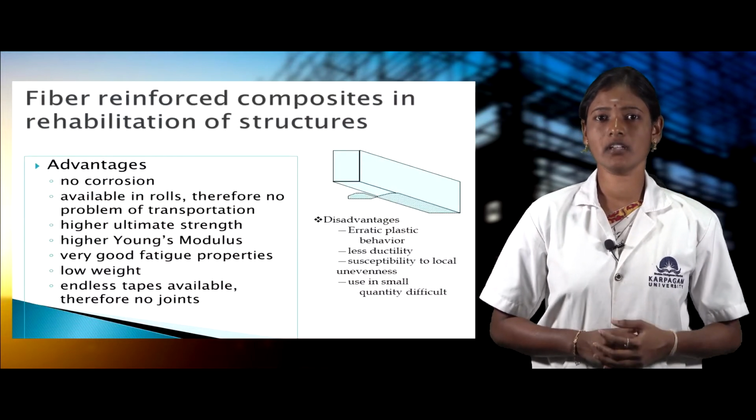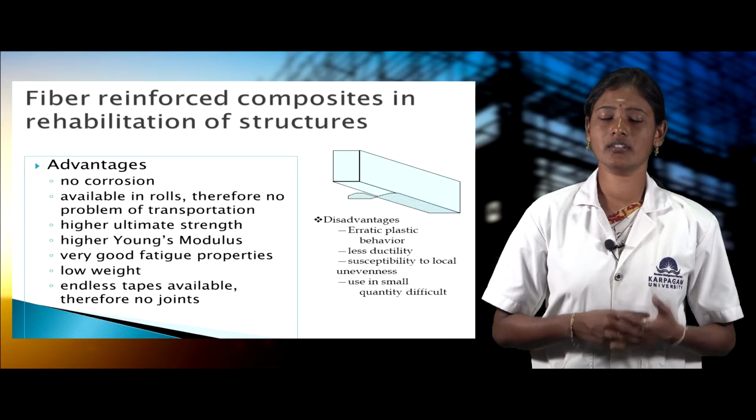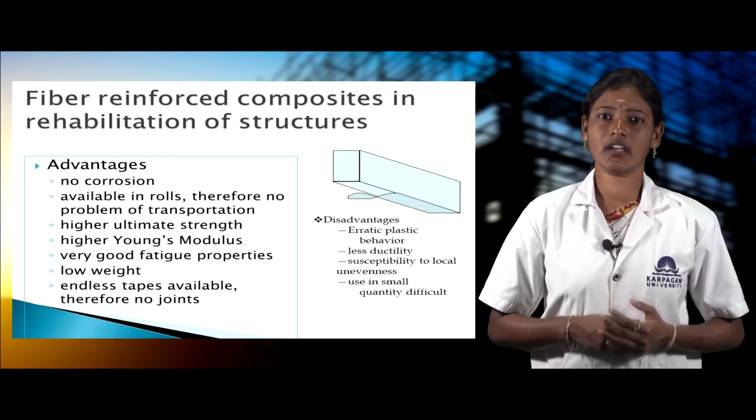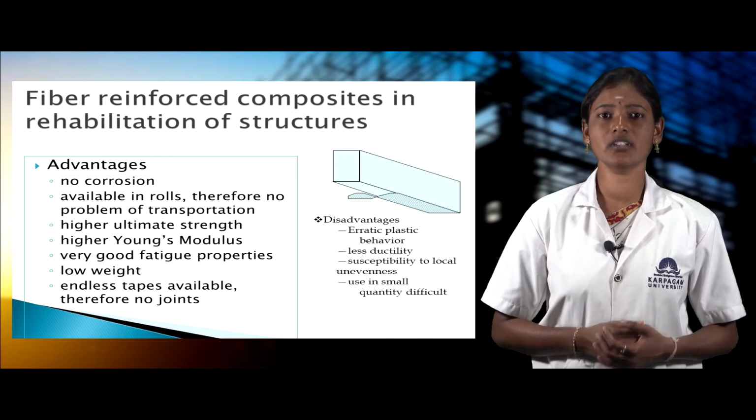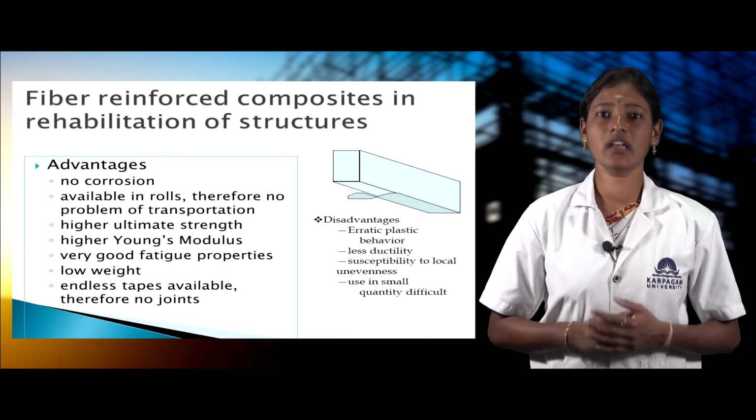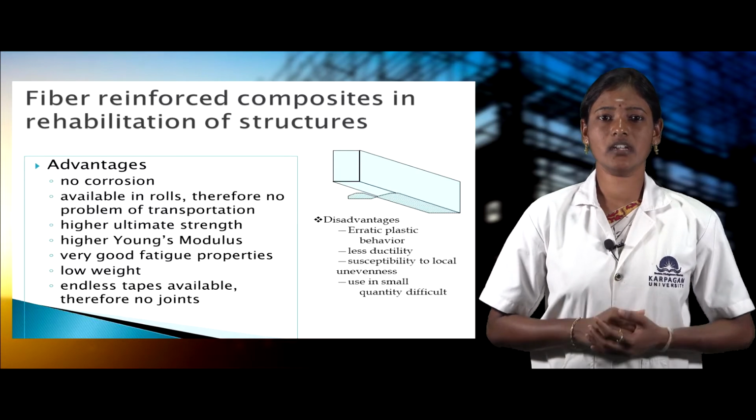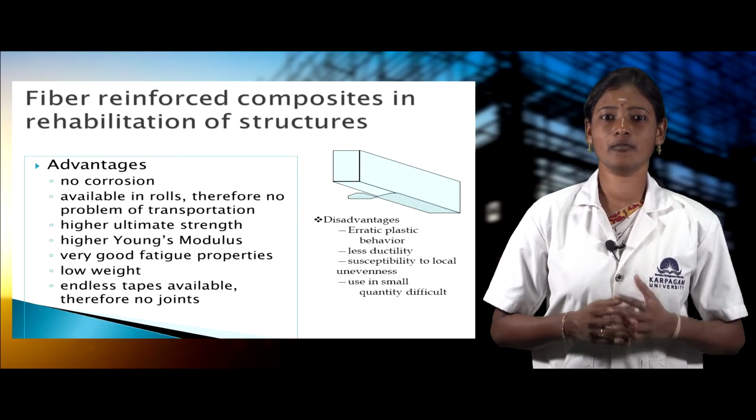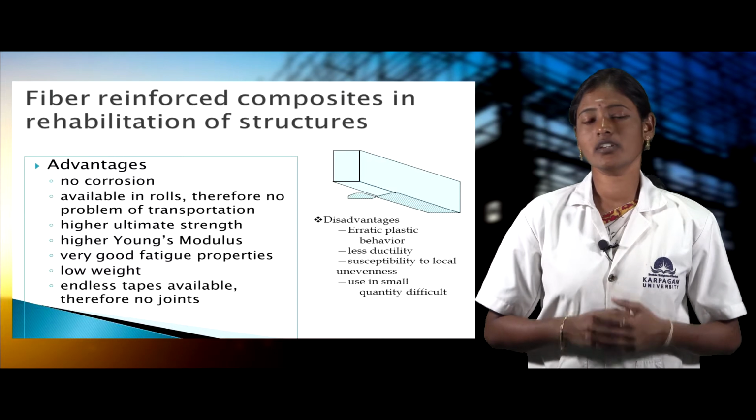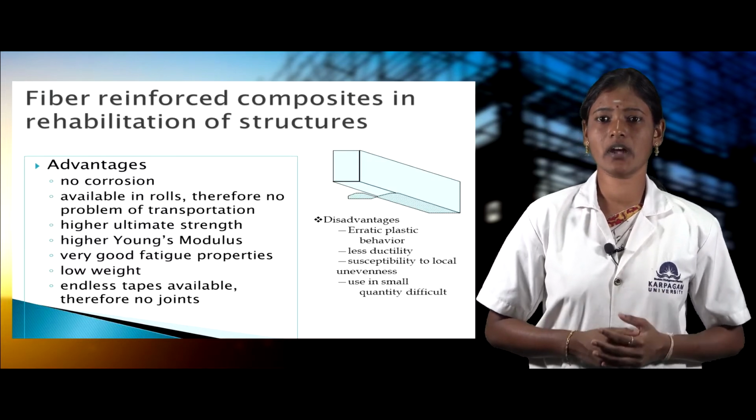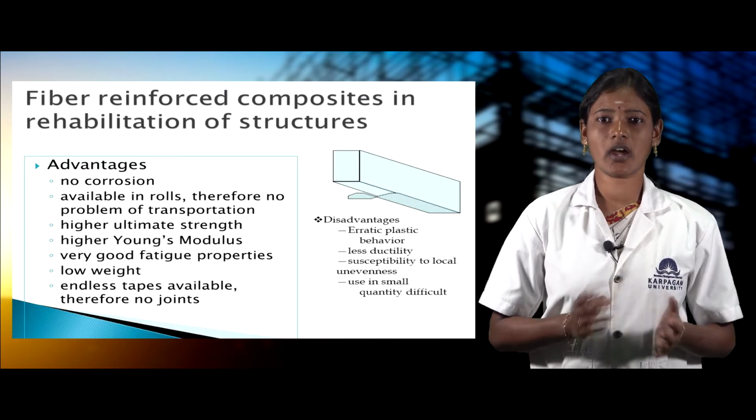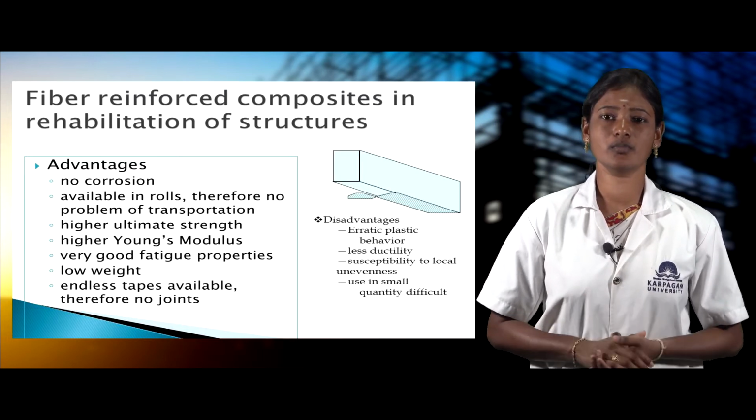FRP has the advantages of no corrosion, it is available in rolls, and it can be molded into any shape. It has high ultimate strength, high Young's modulus, very good fatigue properties, and low weight, and endless tapes are available, therefore there is no joint. The disadvantages of fiber reinforced polymer are that it has erratic plastic behavior, less ductility, and is uneven, and it is used in small quantity.